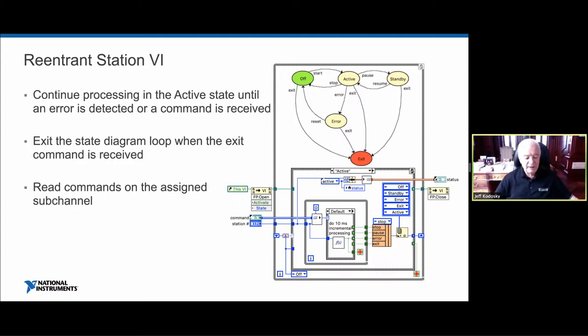So here's the code for the station VI, and don't worry too much about the code. I designed this using the state diagram editor, and I just pasted a picture of the state diagram so you can understand the different states that the station goes through. Basically, I continue doing 10 millisecond incremental processing while I'm in the active state, and then I exit the active state if I see an error, or if I'm told to pause, stop, or exit.